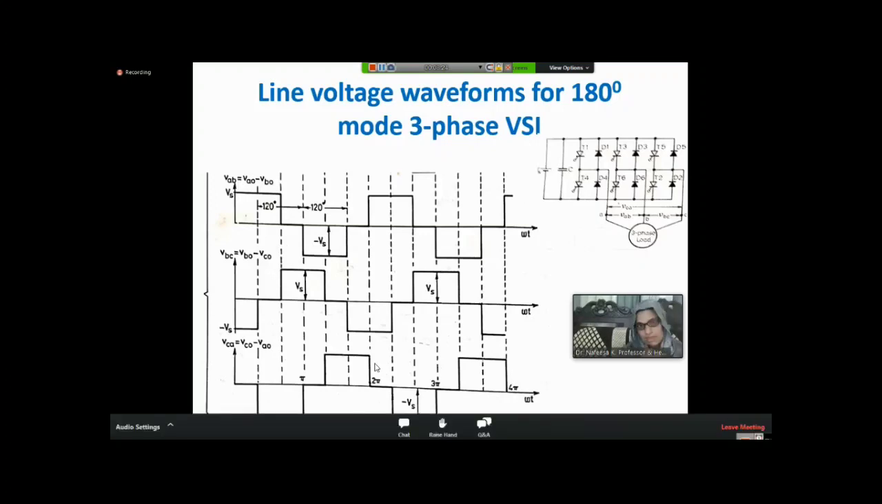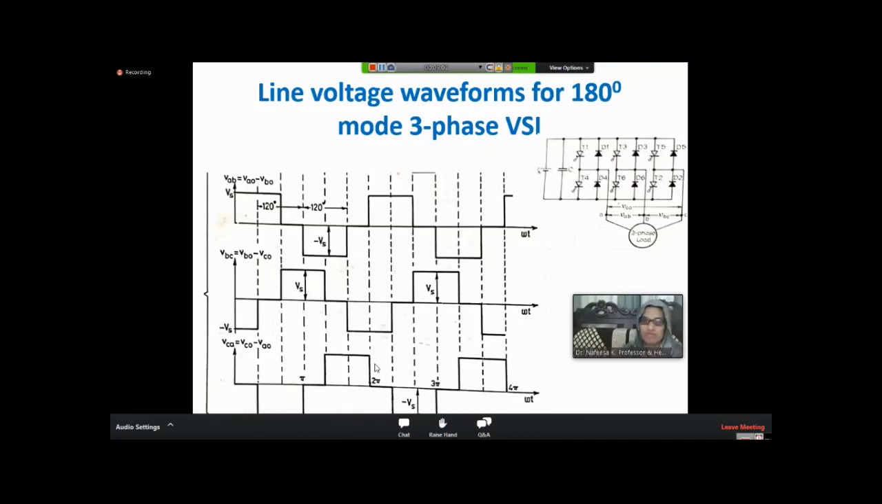So this voltage we are obtaining from a variable source, and the frequency can be controlled. So we have each thyristor T1 to T6 conducts for 180 degrees. And if you're able to control the turn off, we'll be able to vary the frequency.